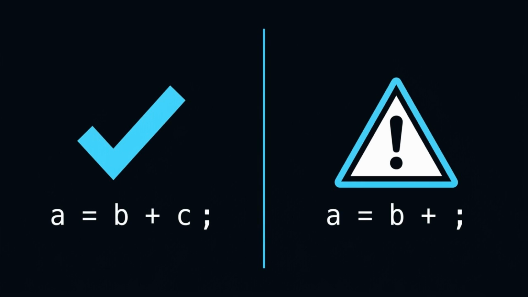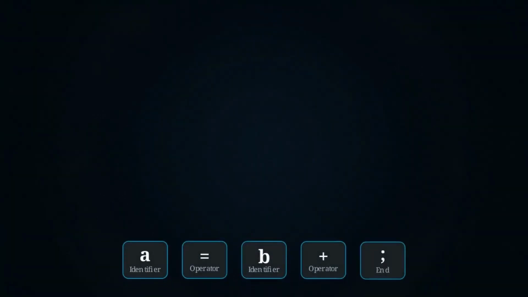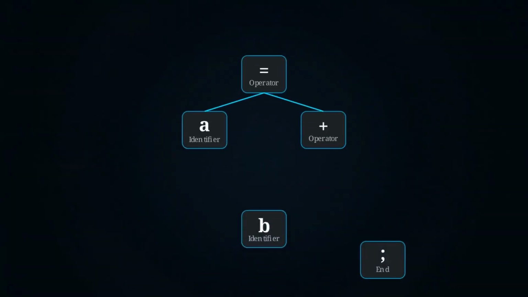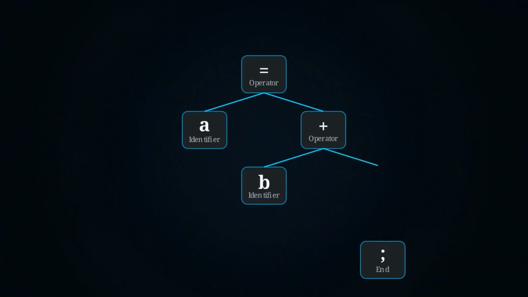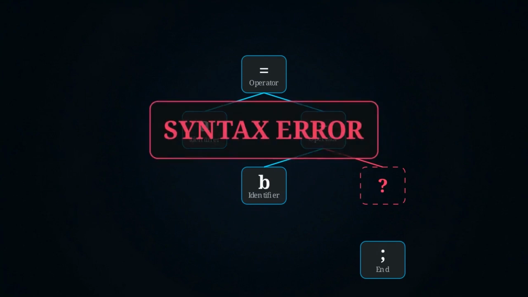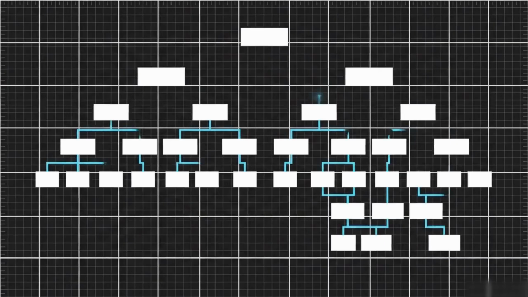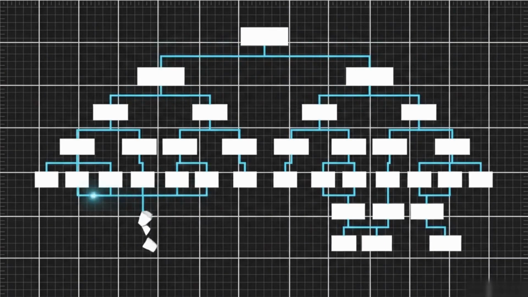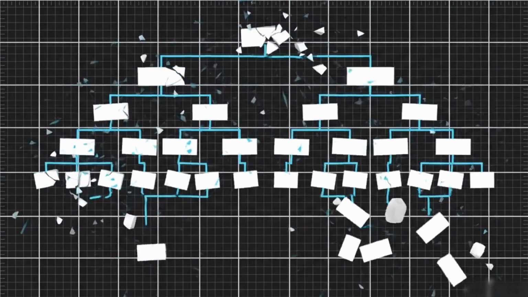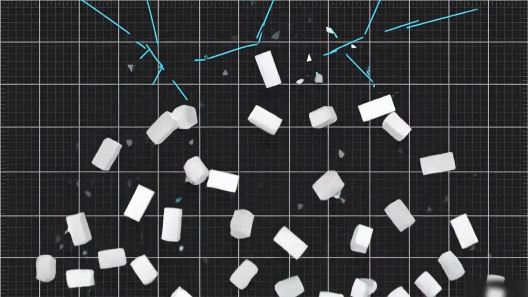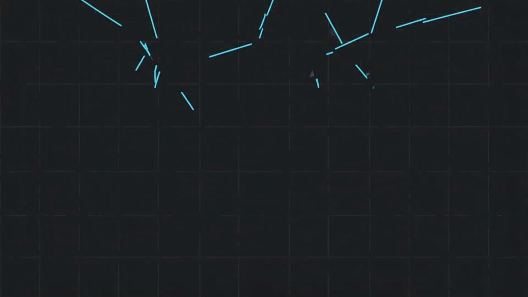When we re-examine the broken code, A equals B plus, we can see why the parser succeeds where the lexer failed. The parser attempts to build the tree, but when it reaches the right side of the plus operator, it finds empty space. The branch has nothing to connect to, violating grammar rules and triggering a syntax error. The parser validates the arrangement. Without a confirmed grammatical structure, the machine has no foundation to begin processing the code's actual intent.